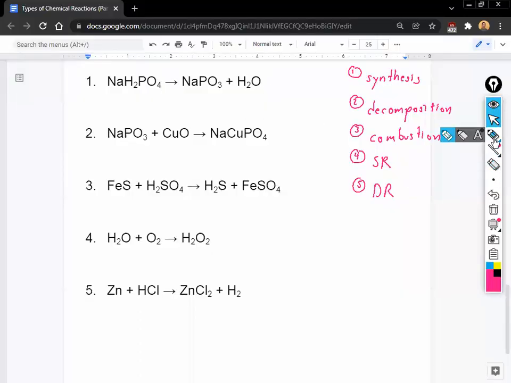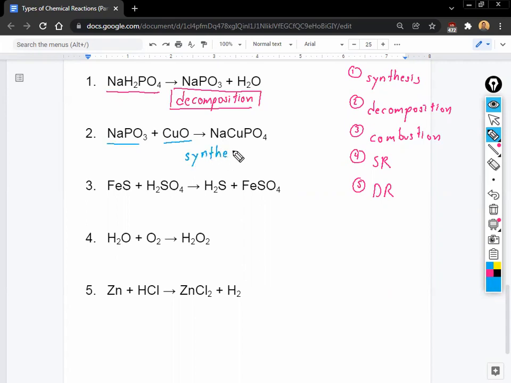So we have number one. For number one, if you notice, there's only one chemical on the left side, and it breaks down into two. What's that kind of reaction called? Decomposition. Okay. If you write decombustion, you will fail. Okay, decomposition. Okay, number two. In number two, we have two chemicals making one. What is that called? Yeah, it's called synthesis. Okay, let's move on to number three.